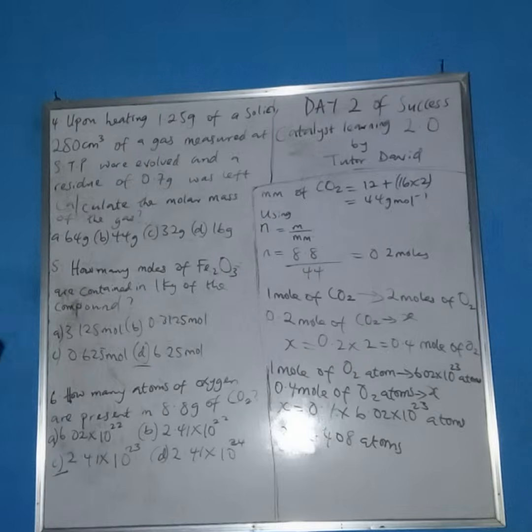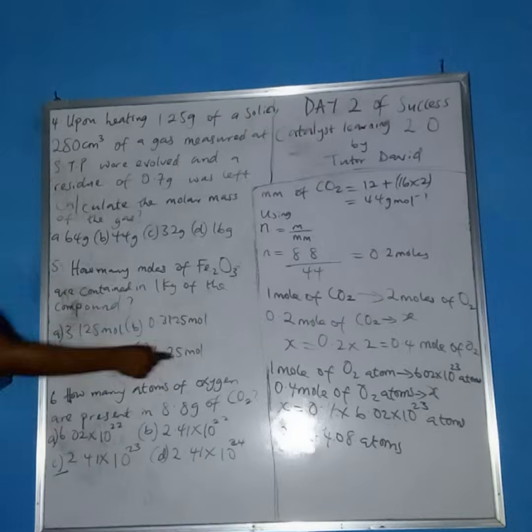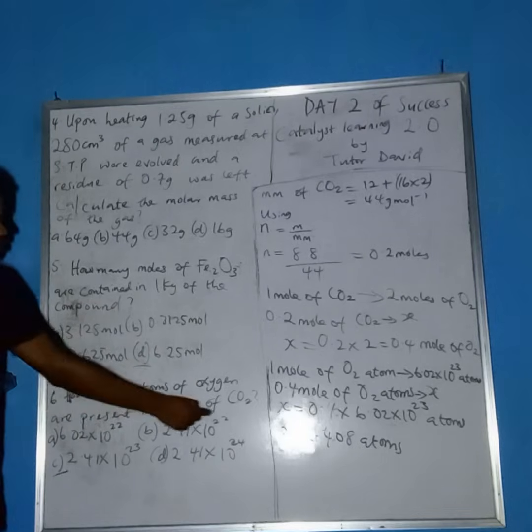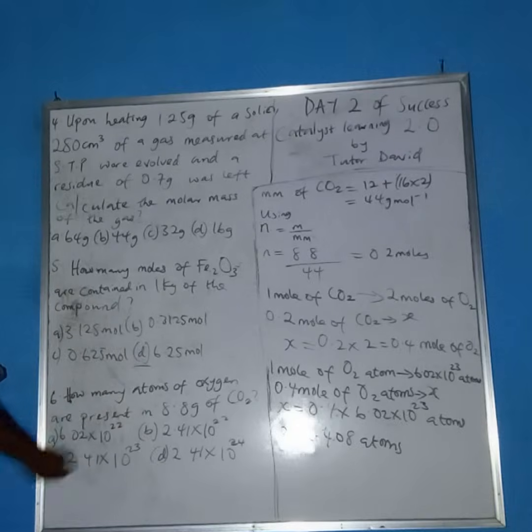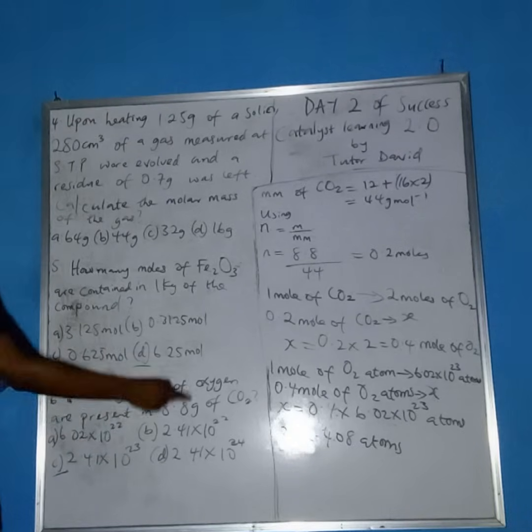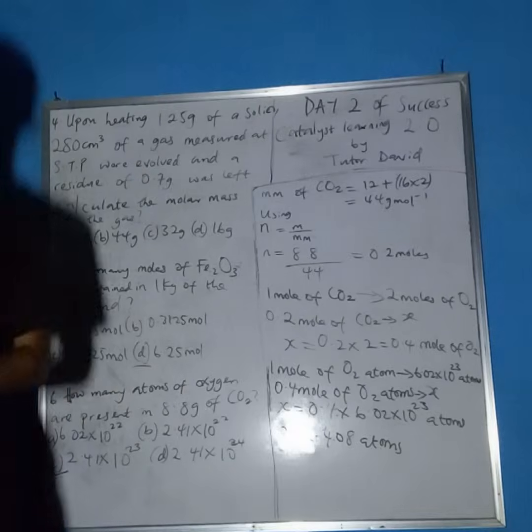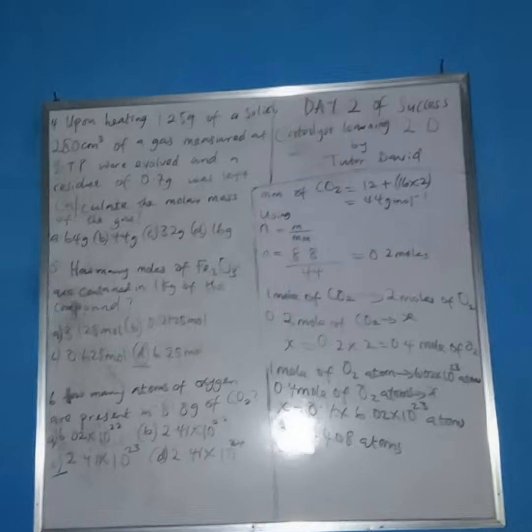So therefore we can say that we have 2.41 times 10 raised to power 23 atoms of oxygen present in 8.8 gram of carbon dioxide. So that is for that. Let me bring out the remaining questions. Many questions we have under this part.